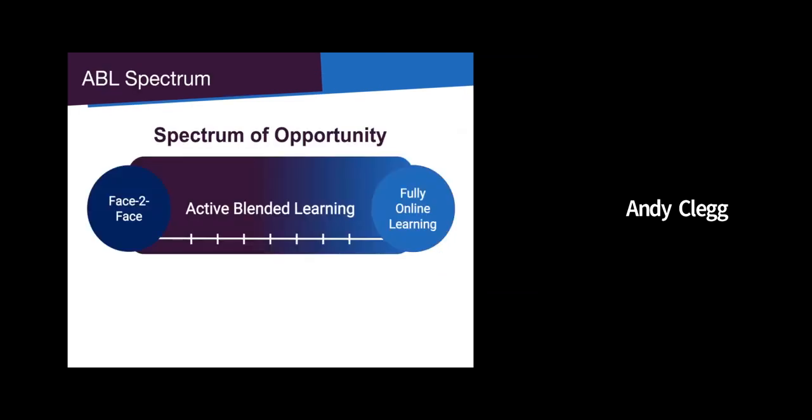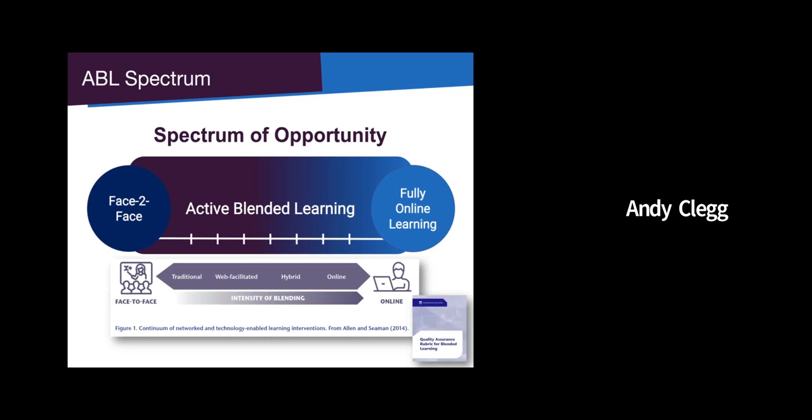But the way of thinking about it, and something I've always tried to do, is to think about active blended learning as a spectrum of opportunity. So at one end of the scale, we have traditional face-to-face delivery, let's call it pre-COVID. But even pre-COVID, we were doing the online stuff. So this is where we're at. And what we're trying to do on this spectrum is find a spot where you fit in terms of what you're actually trying to do.